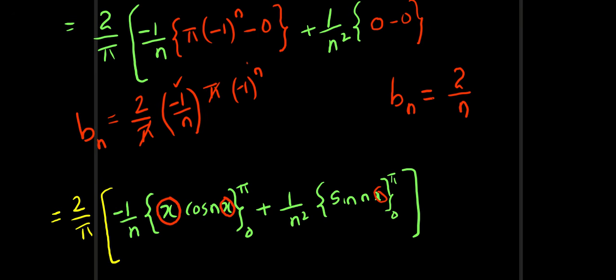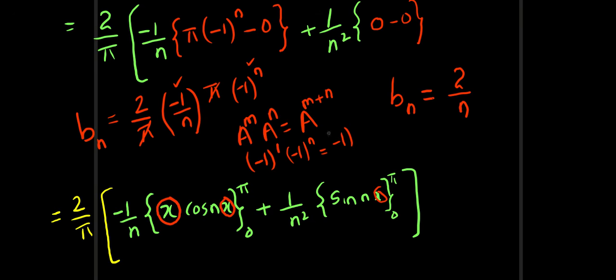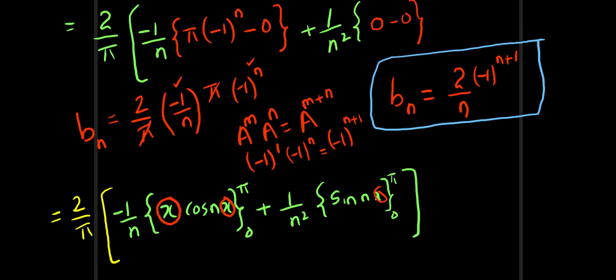I hope you know laws of indices. What is a power m into a power n? That will be a to the power m plus n. Now take a look at this. We have minus 1 the whole power 1. Minus 1 is minus 1 the whole power 1. And we have minus 1 the whole power n. Together you're going to create minus 1 the whole power 1 plus n. No, it's better to write n plus 1. So here we go. That will be minus 1 the whole power n plus 1. Yeah, that's it. So I'll write the value bn in a box.